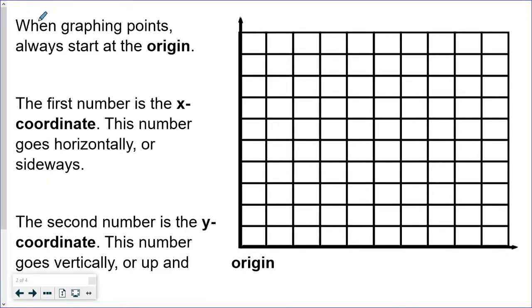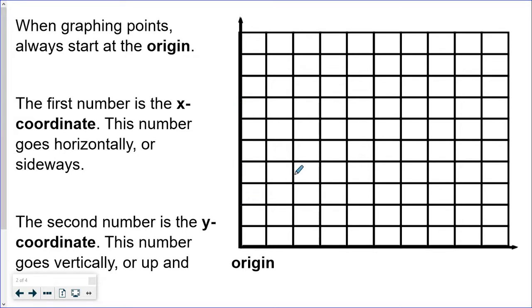And as a reminder, whenever we're graphing points, we always want to make sure we start at the origin, which is right here. This is when x is 0 and y is 0. It means we're not going to move sideways or up and down at all. X is 0, y is 0. This is where we start. Okay? So the first number is called the x-coordinate. This is where we're going to go to the right, how many spaces. And then the second number is the y-coordinate. This will tell us how many up we're going to go.